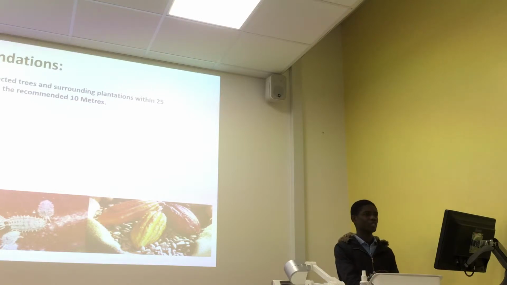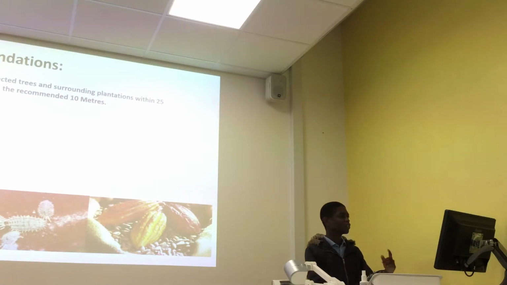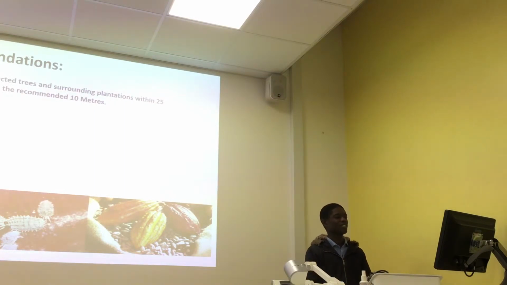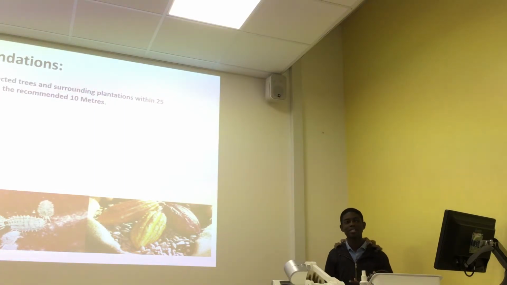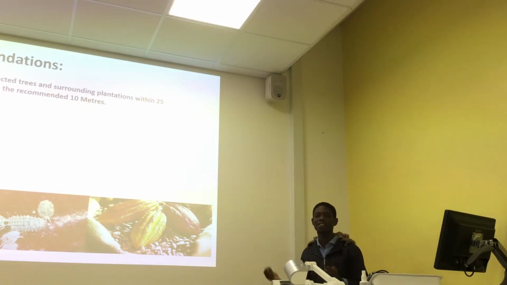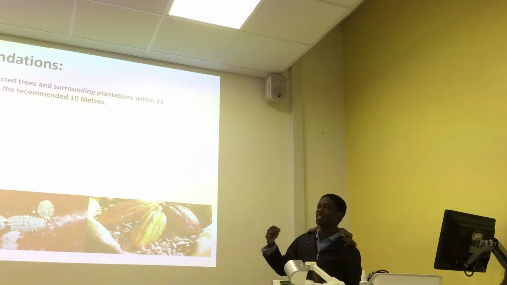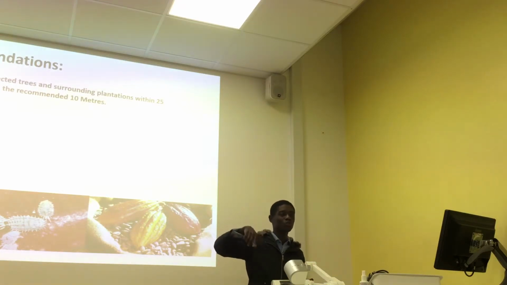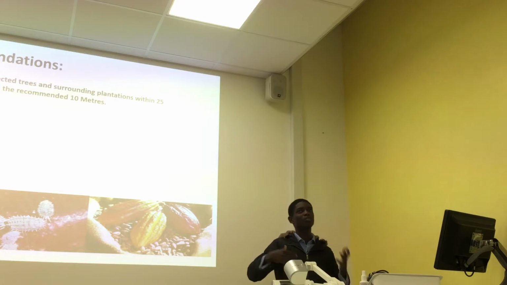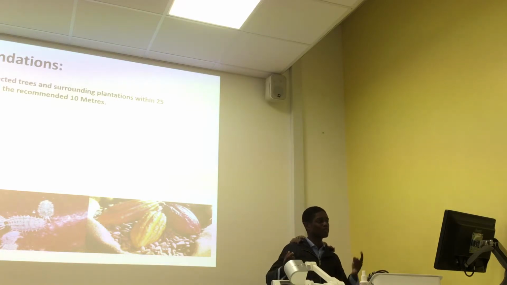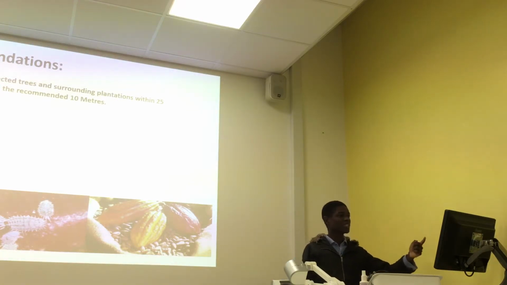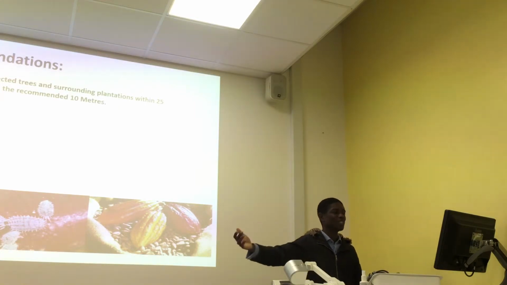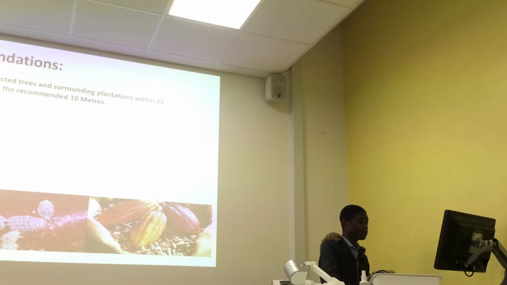Our recommendation and conclusions: destruction of infected trees and surrounding plantations within 25 meters rather than the recommended 10 meters. Now, according to the Cocoa Research Institute of Ghana, it is recommended that infected trees should be destroyed, and then trees within 10 meters should also be destroyed. But I really think, with the proliferation rate of mealybugs, the distance should be increased, probably to 25 meters. That might probably work better.